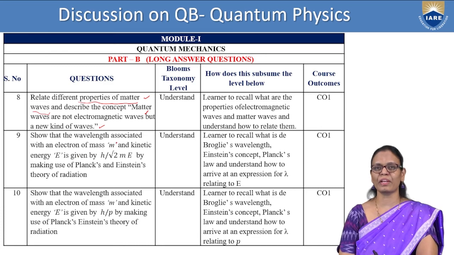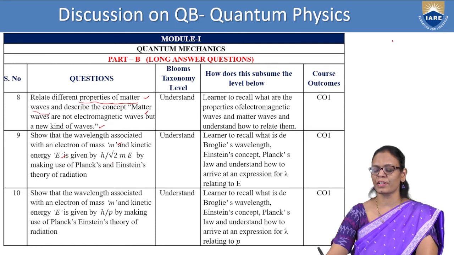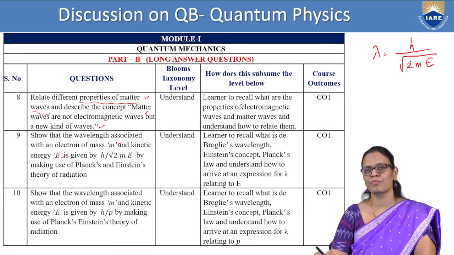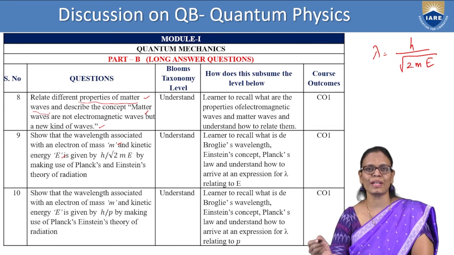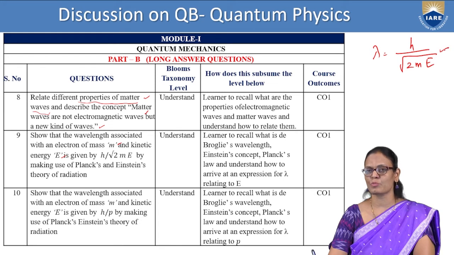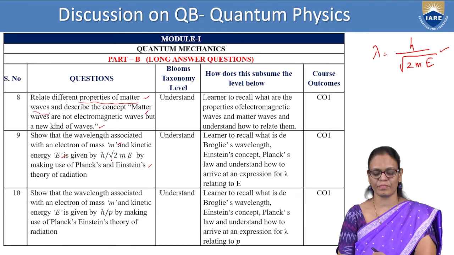Next, show that the wavelength associated with an electron of mass m and kinetic energy E is given by h upon under root 2 mE. You are going to derive this expression, lambda is equal to h upon under root 2 mE. All the steps you have to write. Write from E is equal to h nu, E is equal to mc square, substitute, simplify, derive, and then you will arrive at this expression. Then you can refer to the video on de Broglie wavelength, where you will get the expression for the de Broglie wavelength.